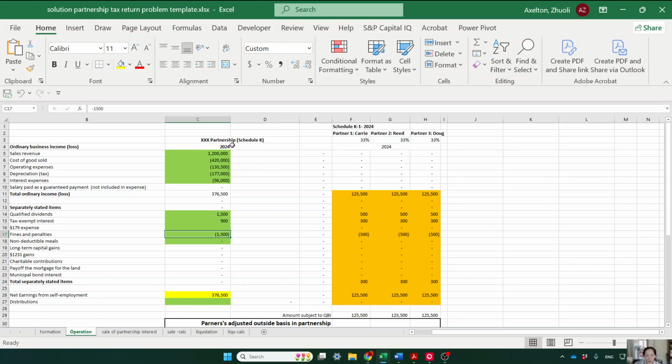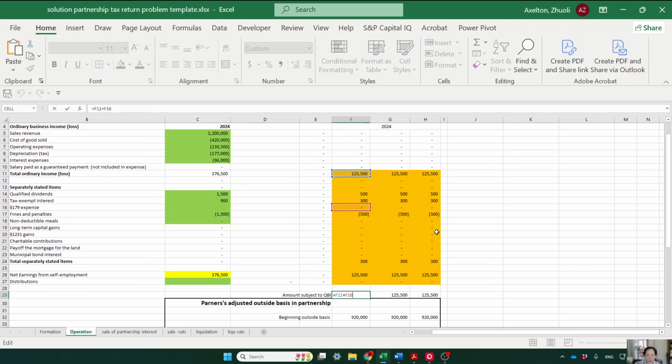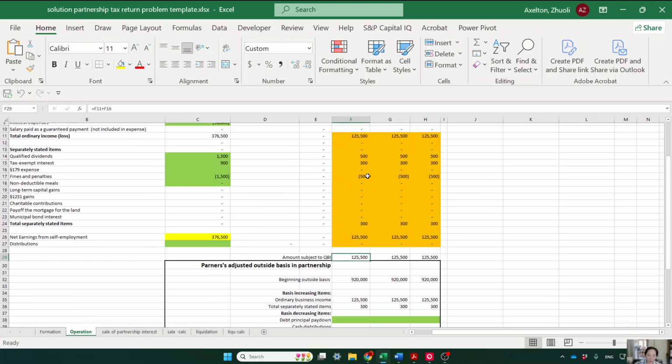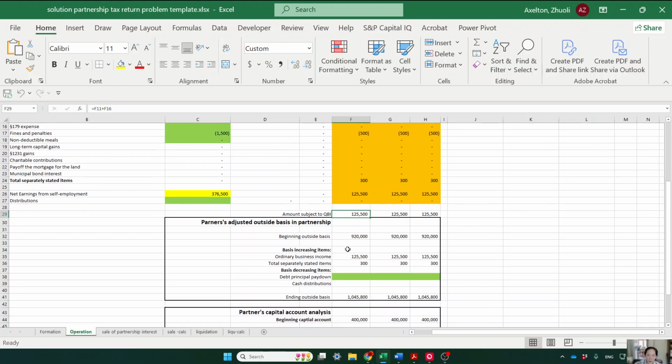And once we figure out the partnership Schedule K, then the Schedule K-1 is a strict allocation based on the ownership percentage. So that's pretty straightforward, and there's not much to it. So the amount subject to QBI is also the owner income loss plus any Section 179 expense. In this case, really just the owner income loss piece.